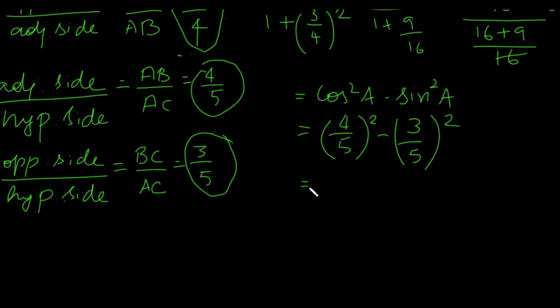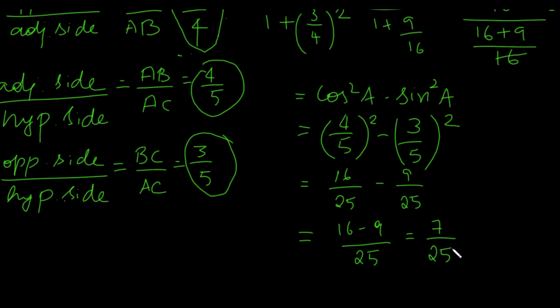So now 4 square is 16 divided by 5 square is 25, minus 3 square is 9 divided by 5 square is 25. Since our denominators are the same, the LCM is going to remain constant, so it's going to be 25 in the denominator, and the numerator is going to be 16 minus 9, so that's equal to 7 divided by 25. So that is our RHS.